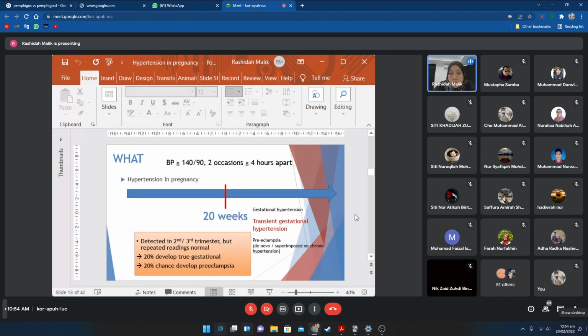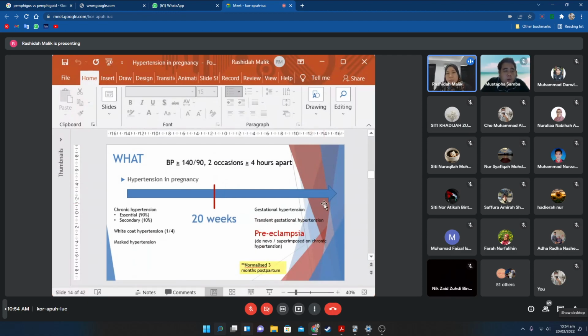So what is transient gestational hypertension? You detect the BP high, for example, once or twice, but subsequently, the repeated readings are normal. The patient was not on any medication, not on any treatment. So it is termed transient gestational hypertension. And even in these women, you need to monitor because 20% go on to develop true gestational hypertension, and they also have the chance to develop preeclampsia. Now, how about preeclampsia?